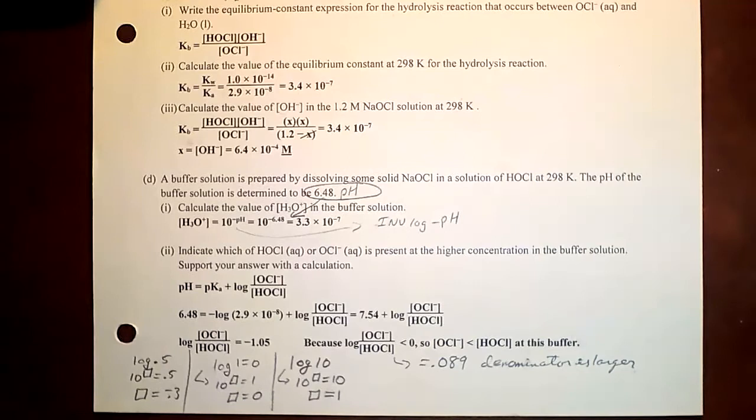So on D, remember that a buffer is made by a weak acid and its conjugate base, or a weak base and its conjugate acid. If you don't remember what I'm talking about, hit pause and replay that. Go look it up, but this is probably going to come up at some point on the test.